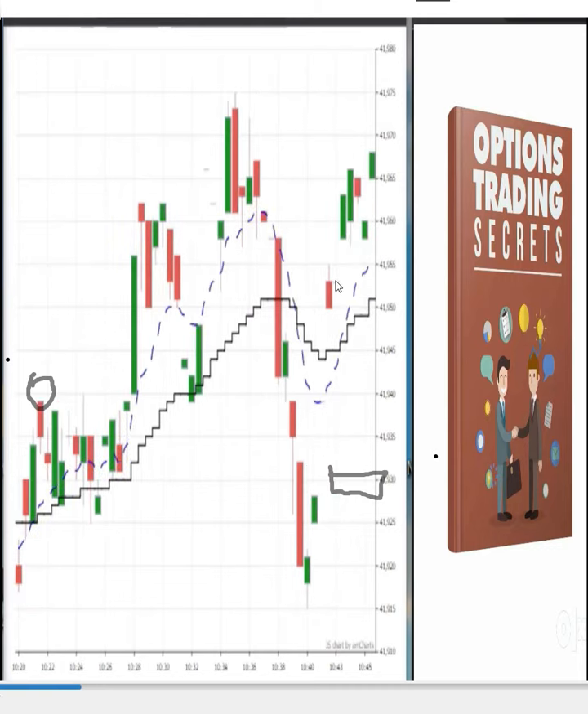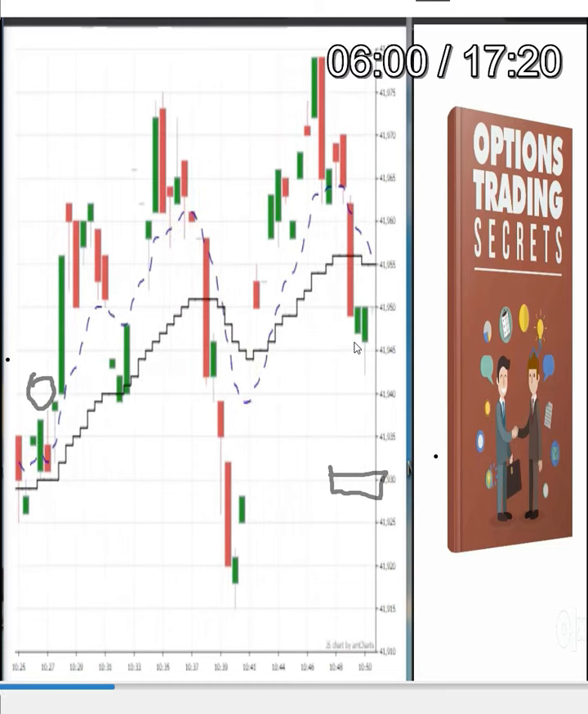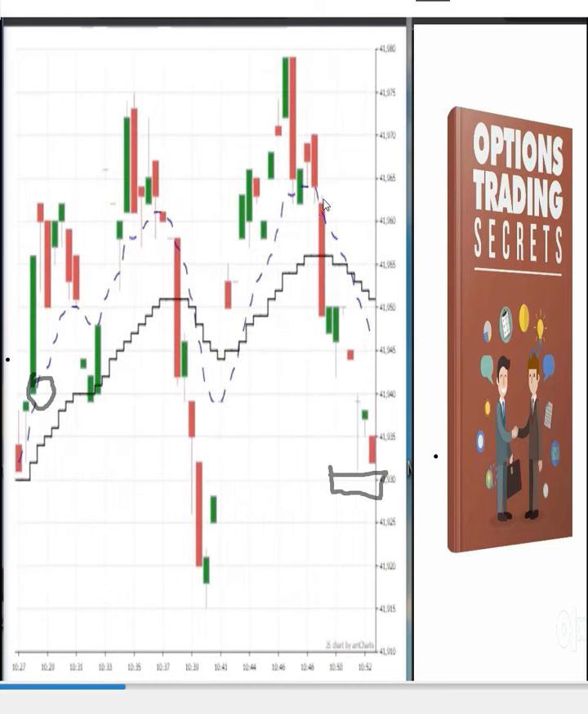Again, once again a huge gap. Can you see here? This was a gap and again this was a gap. So this is also a gap area. This gap area is filled with a red candle. Can you see here? This gap is filled with red candle. So that is the reason market came down.